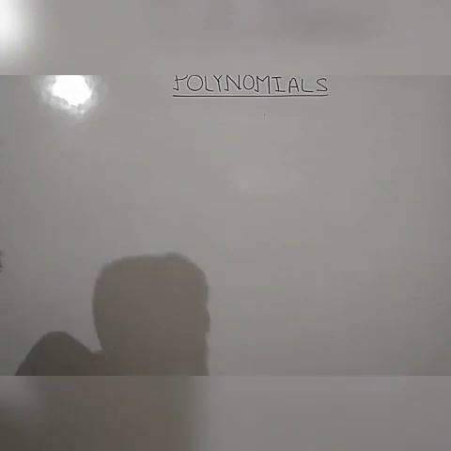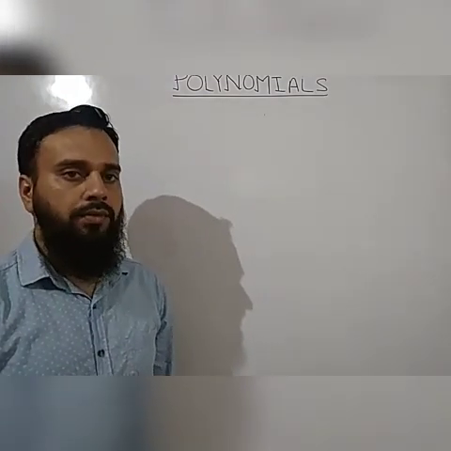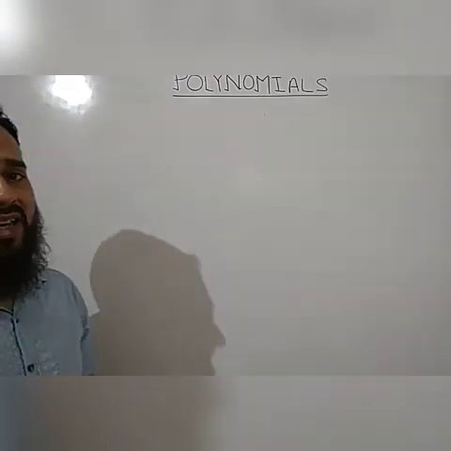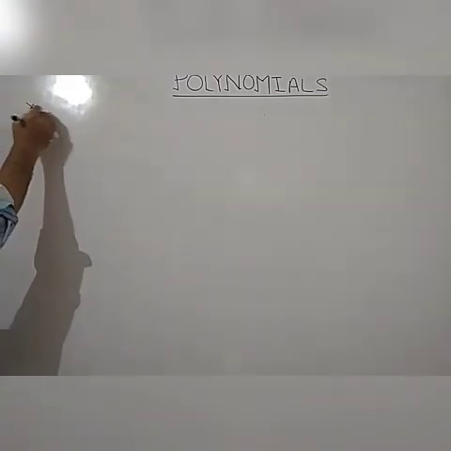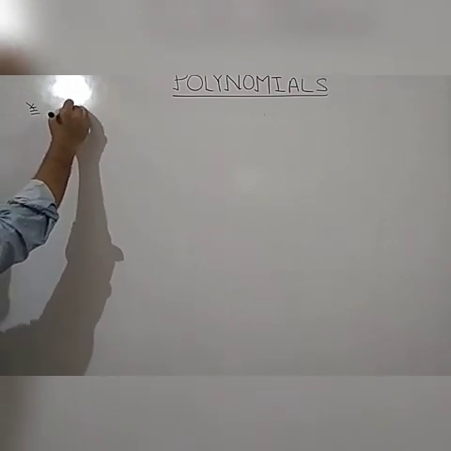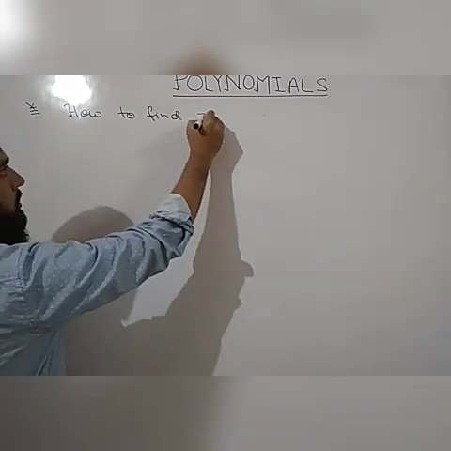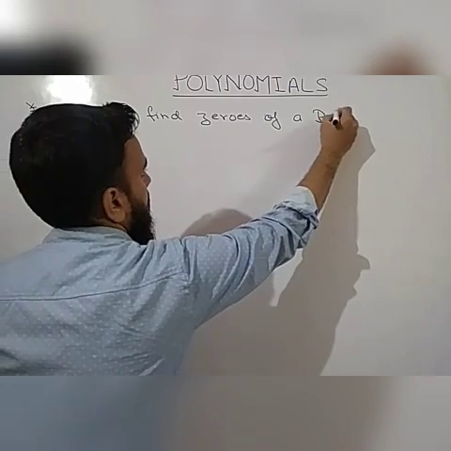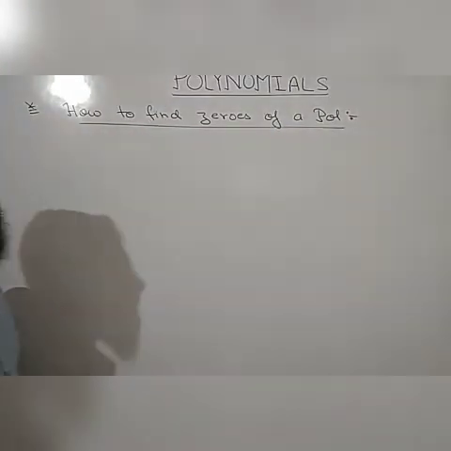Now the question is, how will you find the zeros of a polynomial? We understand about the zero of the polynomial. We know what is the zero. But how will you find the zero of a polynomial? So, come to that point. How to find zeros of a polynomial?